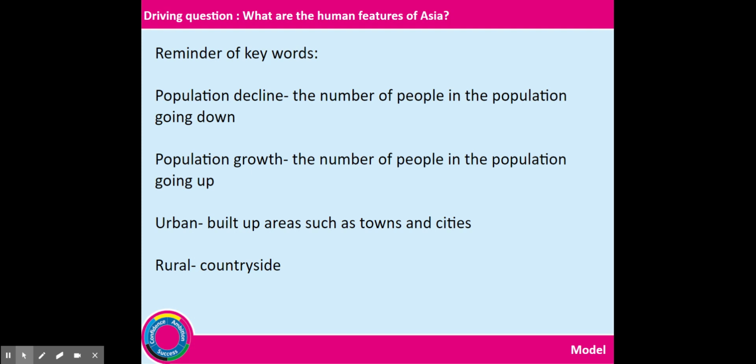Population decline is where the number of people in that population is going down, this one here. Population growth is then just the opposite, and is where the number of people in that population are going up, so this keyword here. And then we also need to ensure that we have definitions of urban, built up areas such as towns and cities, and rural, countryside, these two that we covered last lesson. So pause the video now to get down these keywords, which will be useful when we come to it later on. Good, so you should have paused the video and you should have got those 4 keywords down.